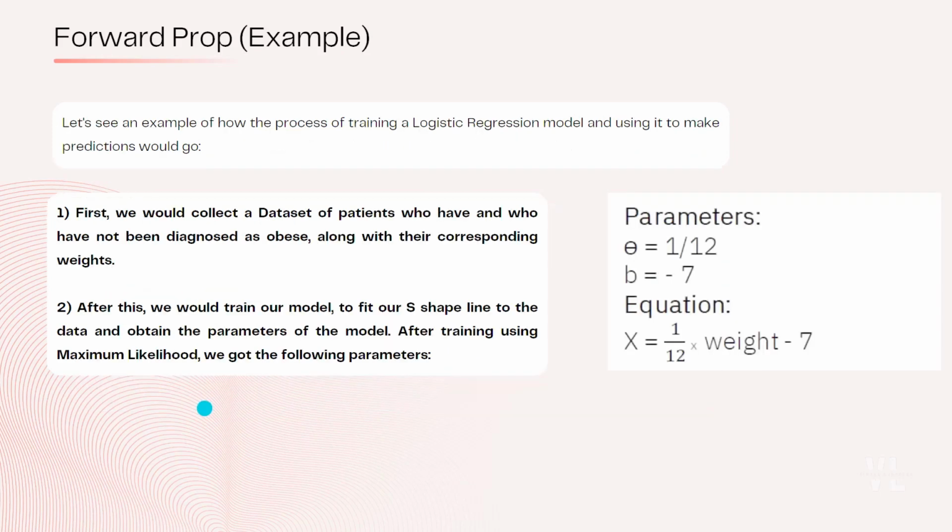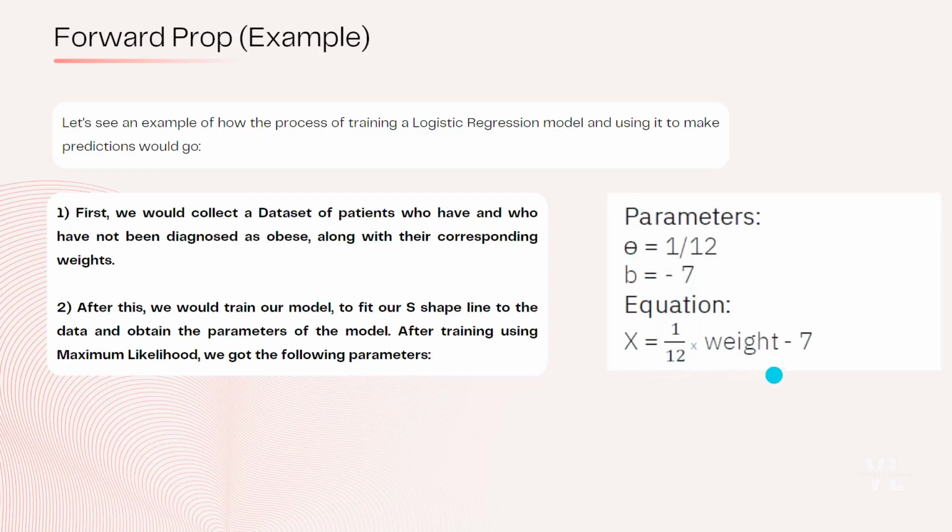Let's see an example of how the process of training a logistic regression model and using it to make predictions would go. First, we would collect a dataset of patients who have and who have not been diagnosed as obese along with their corresponding weights. So for this particular example, we can consider that the parameter theta is 1 over 12 and the bias is minus 7.